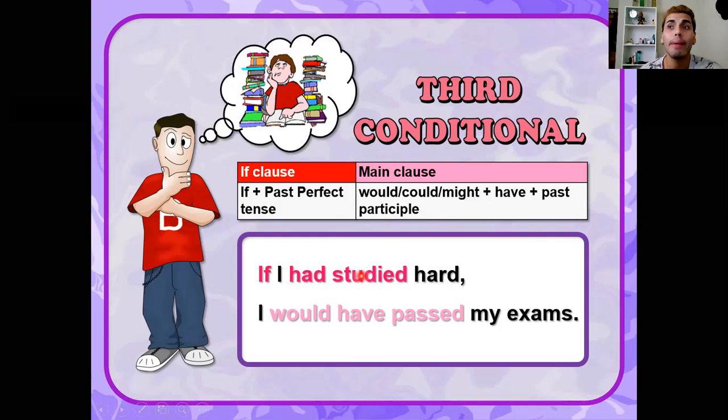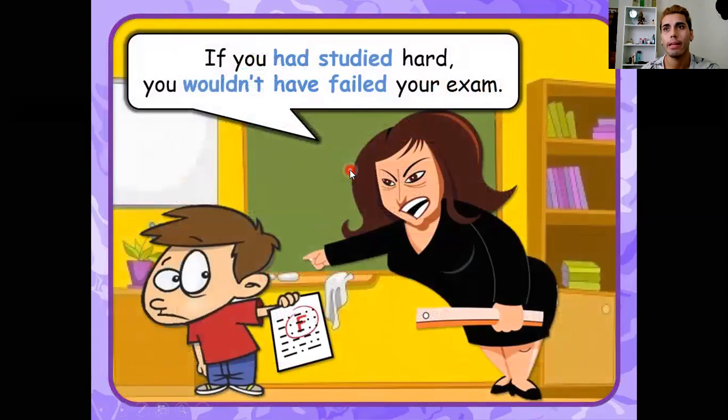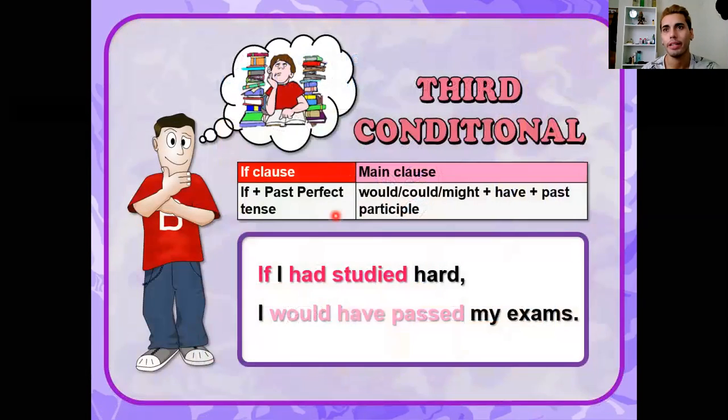Okay, and then we have the main clause. The main clause is would. You can use would, could, might, plus the verb have, always have, plus the past participle form of the verb, and of course, if necessary, the complements. Let's see a couple of examples. The first example is this one, right? If I had studied hard, I would have passed my exam.